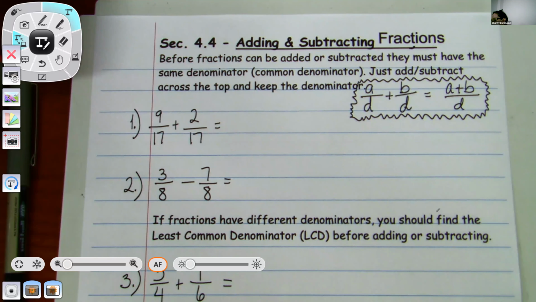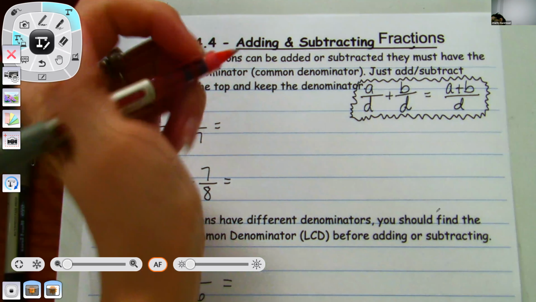Okay, adding and subtracting of fractions. Before you can add and subtract fractions, they would need to have the same denominator. If they already have the same denominator, then it's really easy because you just keep that same denominator and you do your adding or subtracting across the top. So 9/17 plus 2/17 equals 11/17.